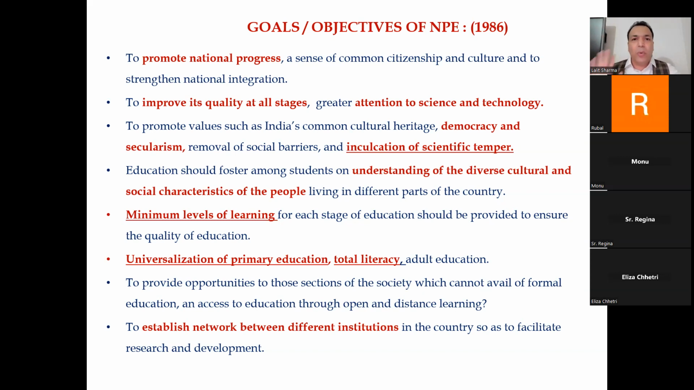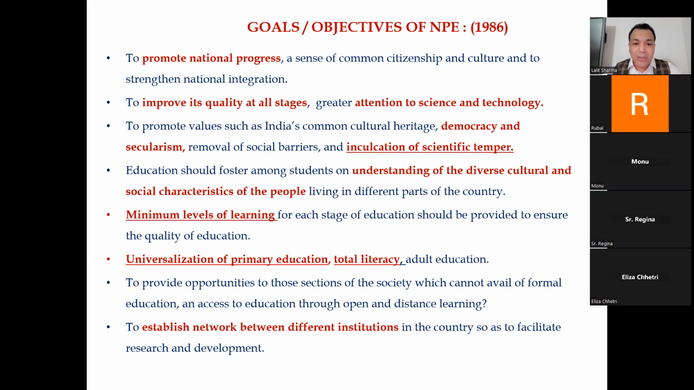I have written all these things in the notes. When you get the notes, you can see them from there. These are the three or four commissions, right, guys? Next, to provide opportunities to those sections of society which can't avail of a formal education, access to education through open and distance learning.